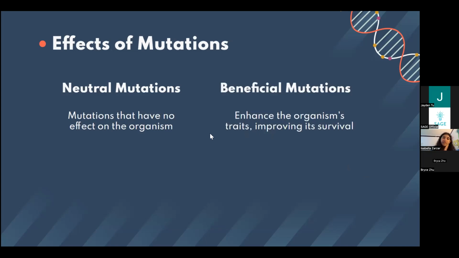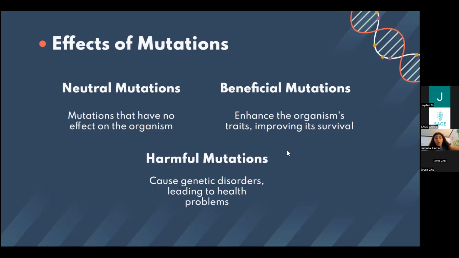Then we have beneficial mutations. These basically enhance the organism's traits and improve its survival. So that can be like natural selection. That's how we evolve, through beneficial mutations. Got it? So then we have harmful mutations. Most of the time, we'll be studying harmful mutations outside of natural selection for beneficial mutations, because harmful mutations are what cause genetic disorders and they lead to health problems.